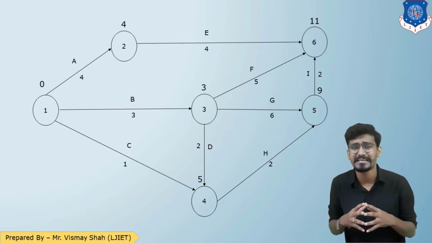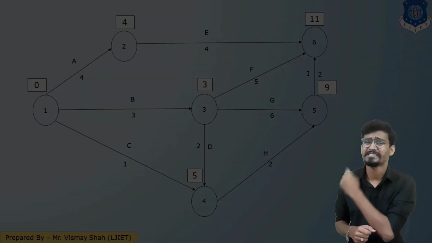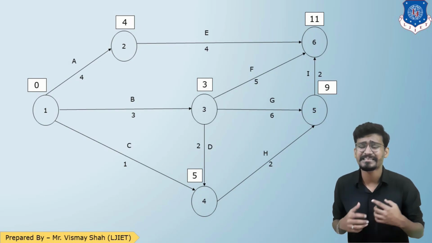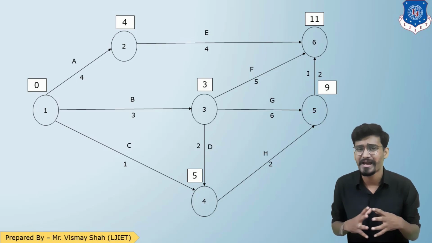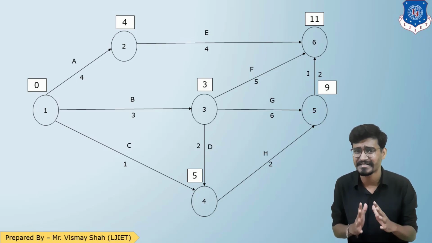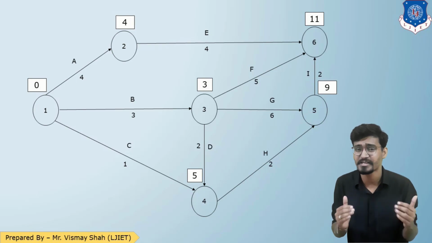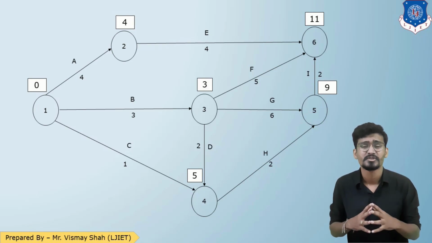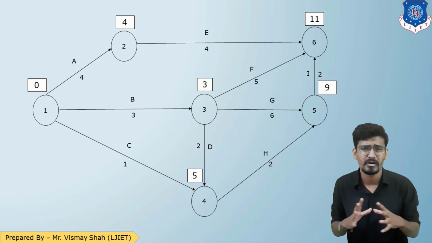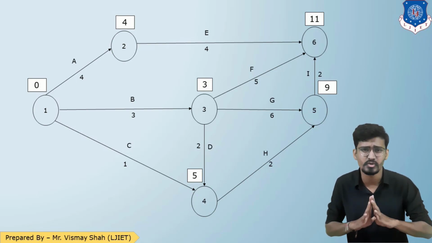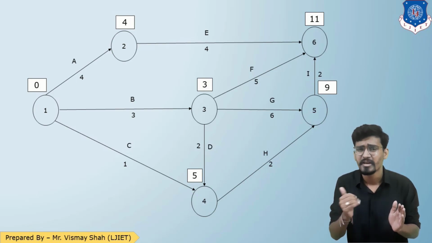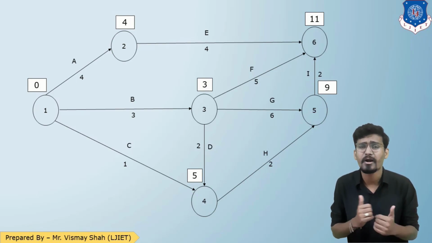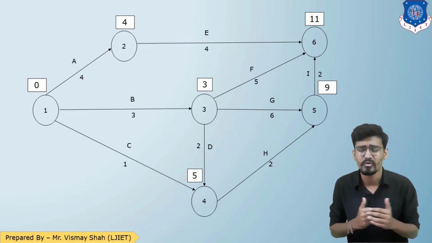Let us represent it in a square box. As you can see, I have represented the event timing, the forward timings, in a square, just to separate the multiple digits. There is no logic behind the square, it is just a denotation, because now we are going to learn the backward path analysis.